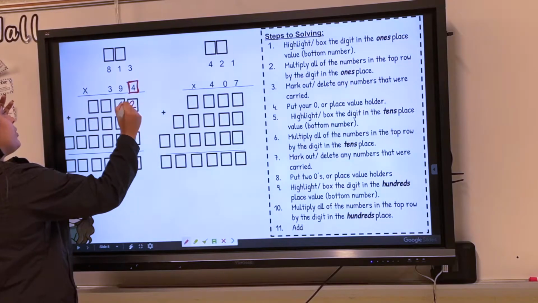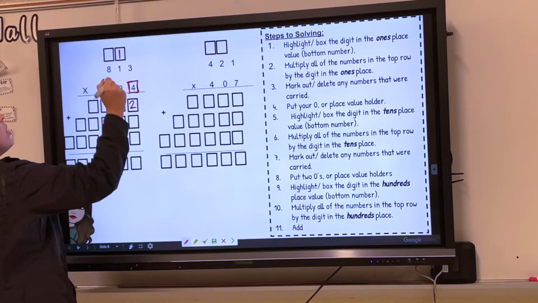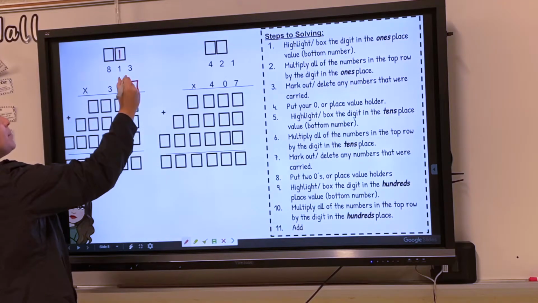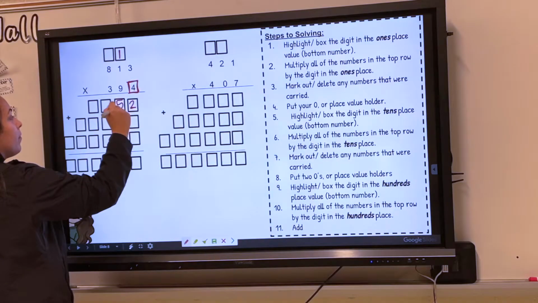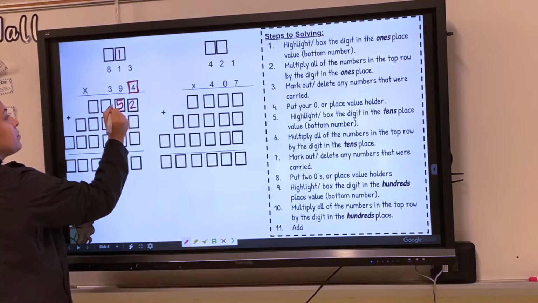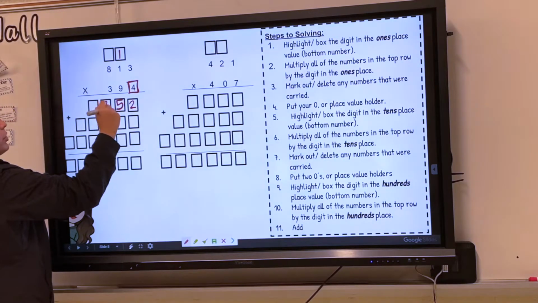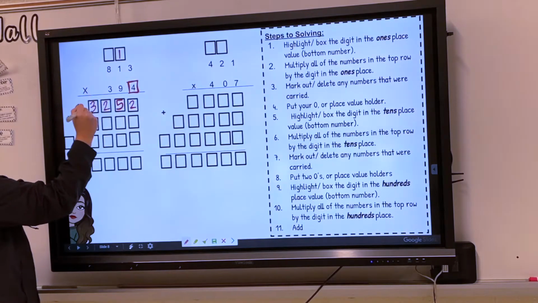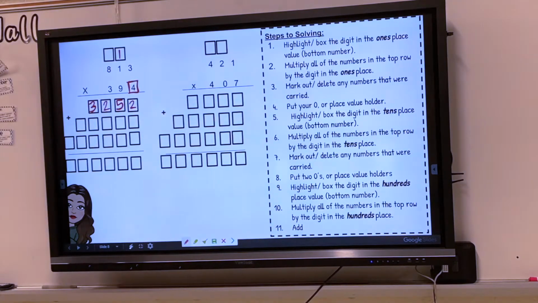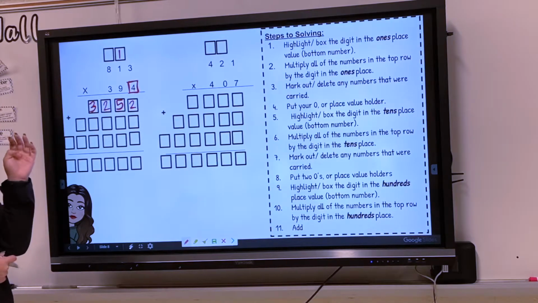I put my 2, carry my 1. 1 times 4 is 4. 4 plus 1 is 5. 4 times 8 is 32. Put my 2. I don't have to carry my 3 because there's not a number next to the 8. So I am done multiplying 813 times 4.